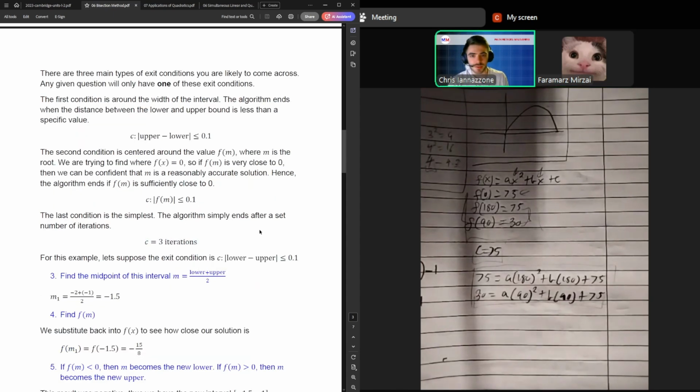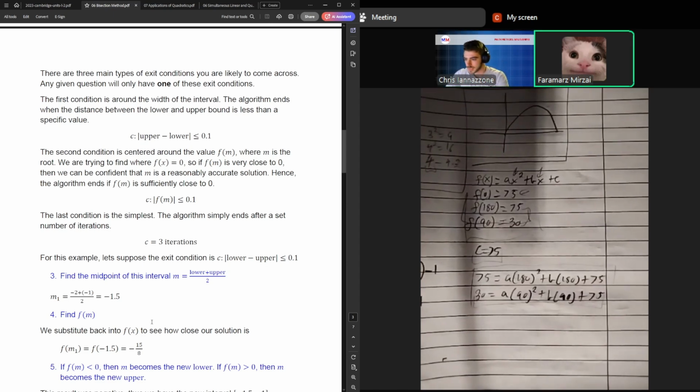Lastly, you could just literally do it by the number of iterations that you're doing. So do 3 loops of the bisection method over and over again, and then stop on the third one, wherever it ends up. In this example, I'm going to use that first condition. So the gap between our lower and upper bound is going to be less than or equal to 0.1.